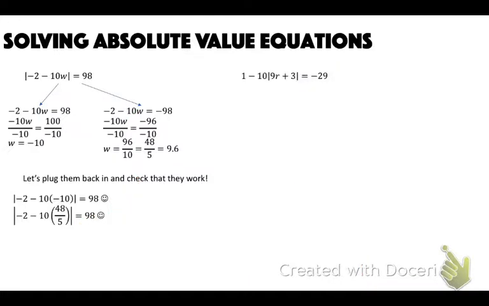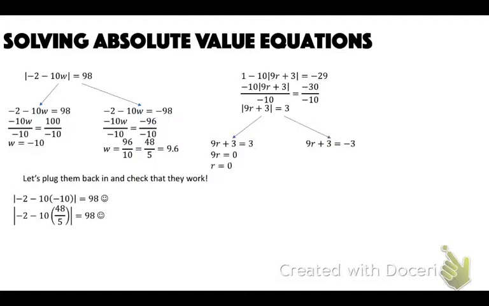Let's do this one. So first thing you have to do is isolate that absolute value. So I'm going to subtract the 1. So I get -10 times |9r plus 3| equals -30. Divide by -10. So you get |9r plus 3| equals 3. Now we have two of them. So 9r plus 3 equals 3, and 9r plus 3 equals -3. Subtract that 3 and you get 0. So r equals 0. Subtract the 3, you get -6. Divide by 9 and you get -2/3. Plug them in, they both work.